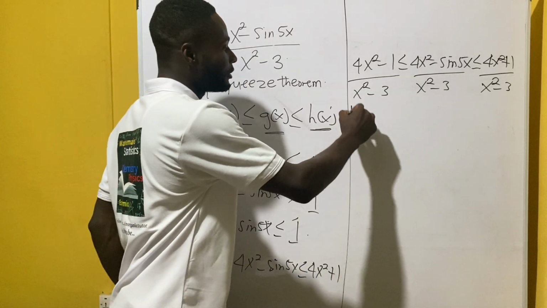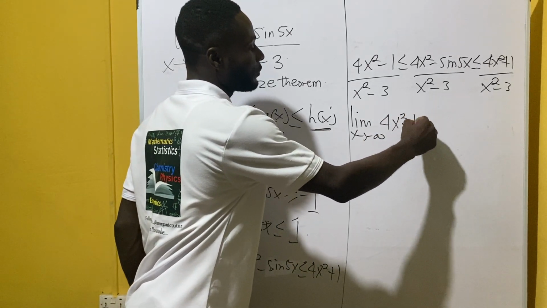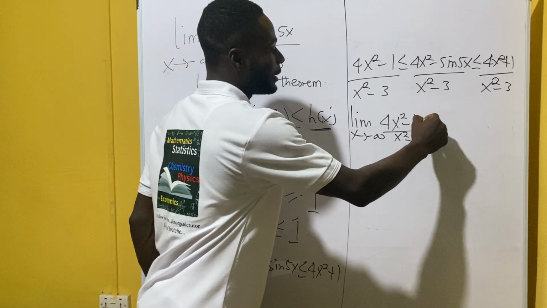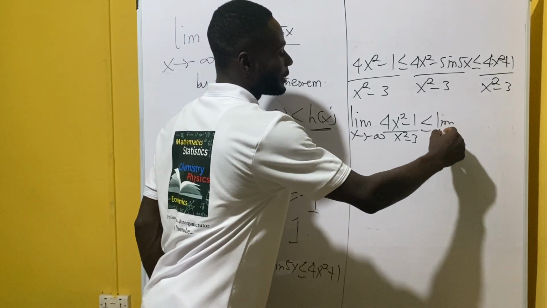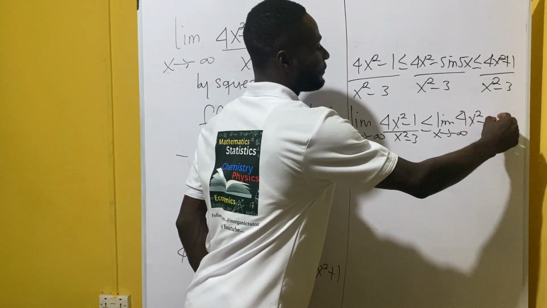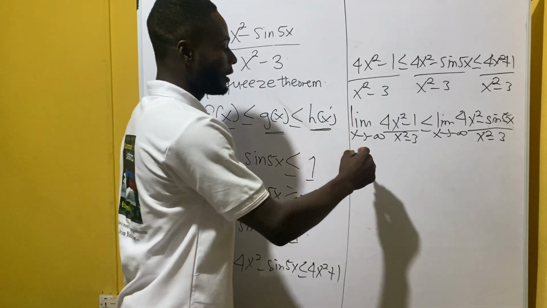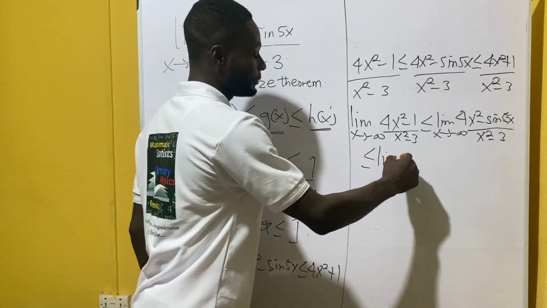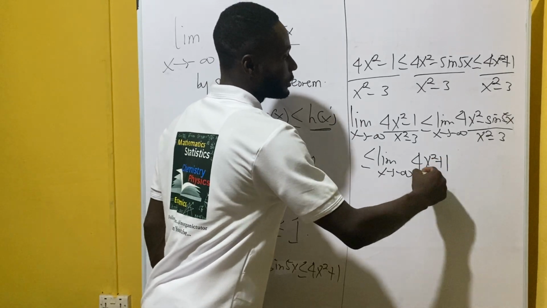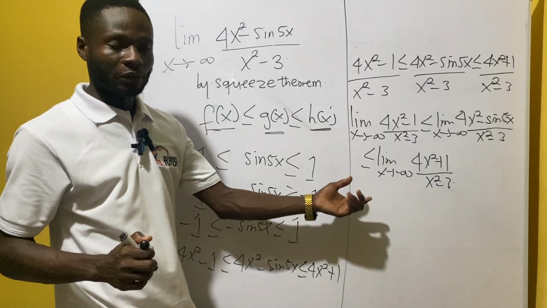So right here, we're going to have the limit as s approaches negative infinity of 4s squared minus 1 all over s squared minus 3, less than or equal to the limit as s approaches negative infinity of 4s squared minus sine 5x all over s squared minus 3, less than or equal to the limit as s approaches negative infinity of 4s squared plus 1 all over s squared minus 3. So right here, we use our pre-calculus knowledge.